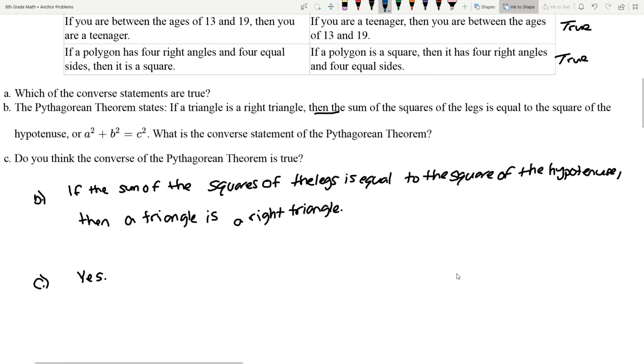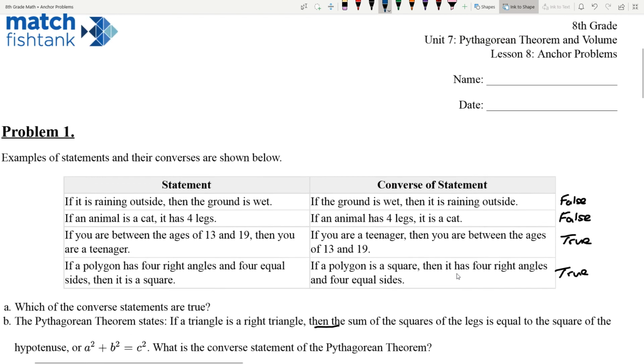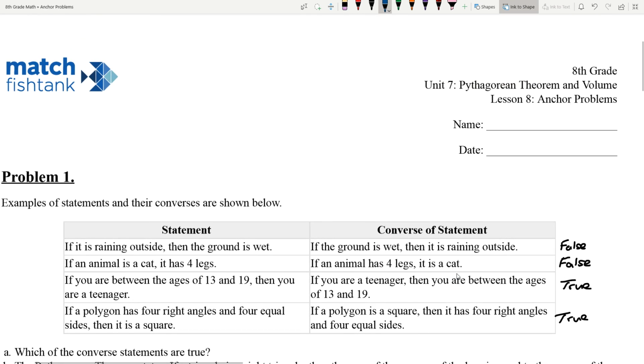And again, we determined, defined, try to use both words at once. What is the converse of the Pythagorean theorem, and is it true? And yes, it is. And so those are the 8th grade, Unit 7, Lesson 8 anchor problems.